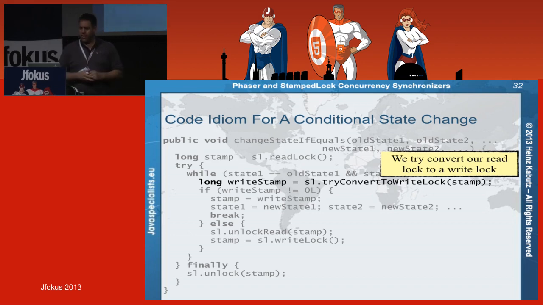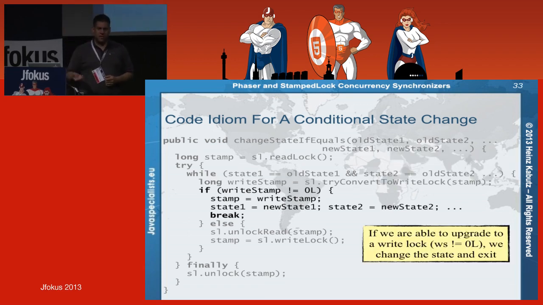It won't work if another thread also has a pessimistic read lock, or if another thread has a pessimistic write lock, then it will not allow it to be upgraded. And so if the write stamp is 0, that means I wasn't successful. It didn't actually manage to upgrade it. Sorry, if it's not equal to 0, then I was successful.